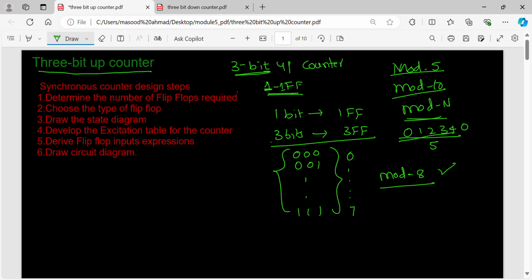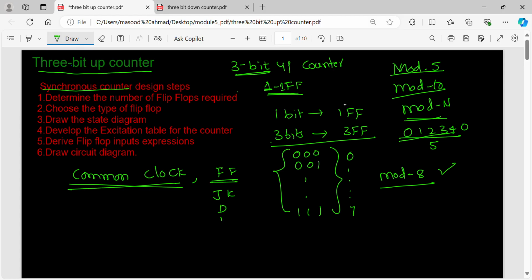What is synchronous counter design? Synchronous counter means it has a common clock. The clock is the same, a common clock signal. If the clock is the same, then it is called synchronous. Then in a problem, they may specify the flip-flop: whether to use JK, D, T, or SR flip-flop.